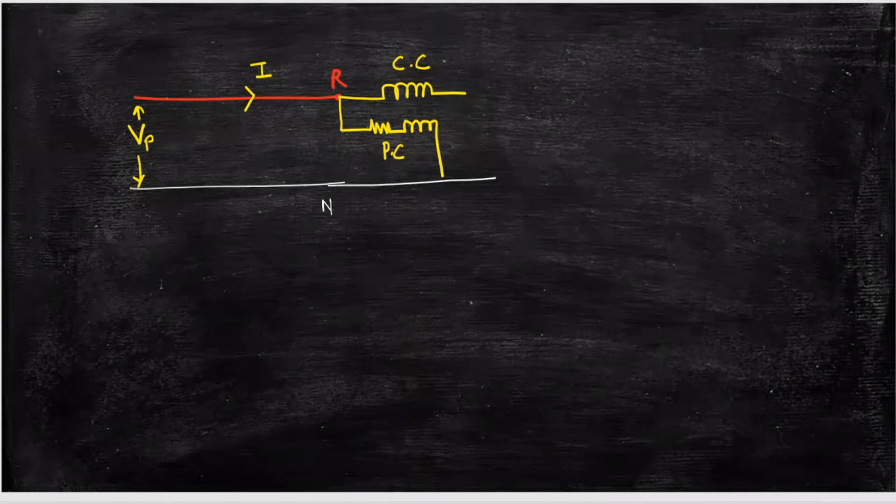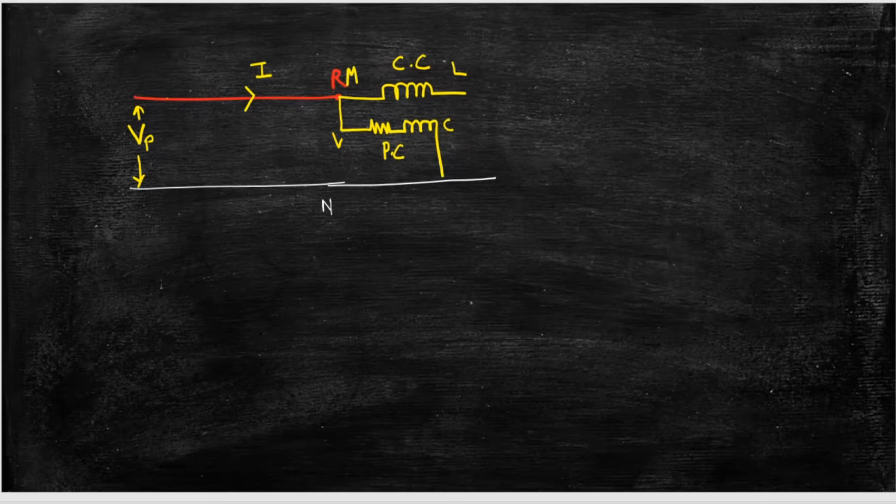This point is called M, this point is called L, sorry, this is C and this is V. So this is your wattmeter connection for a single phase.